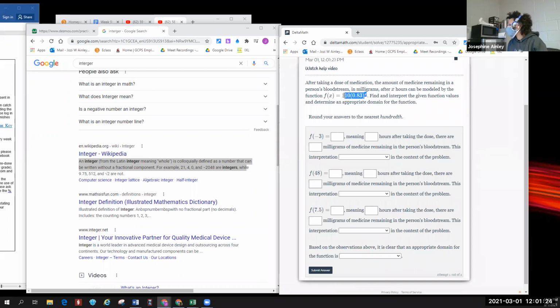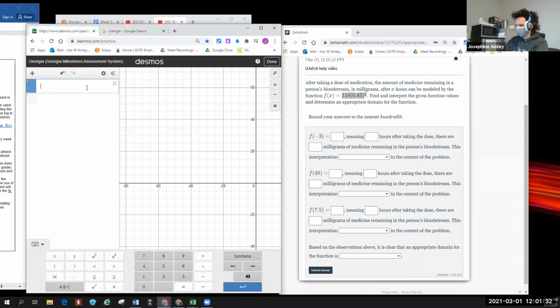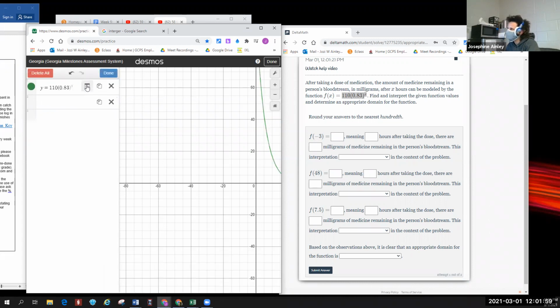All right, so I'm going to copy and paste this in here. So y equals, and it didn't copy and paste like I hoped, but that's okay. I'll just fix it. So y equals raised to the x, so shift 6, or you can hit the keyboard and hit that. All right, so there we go. Now once I have that, I need to evaluate it at -3, 48, and 7.5. So hit that, get the table.